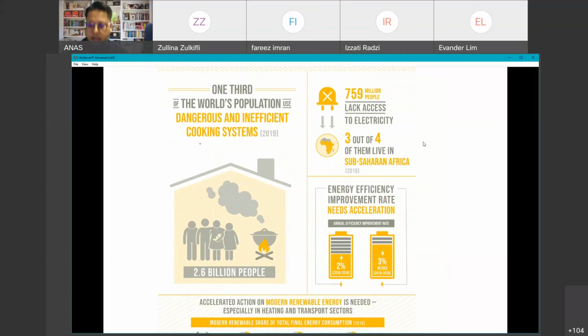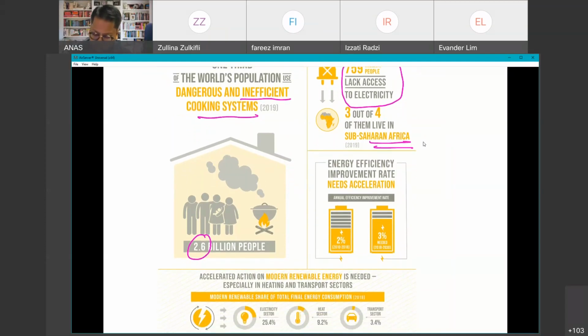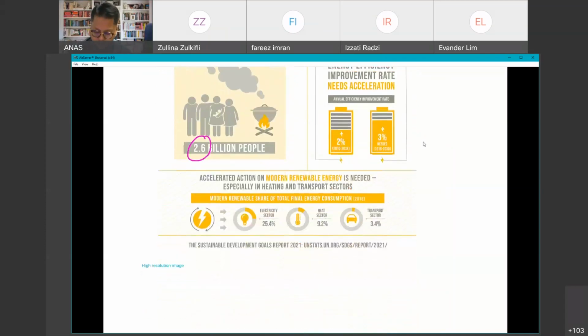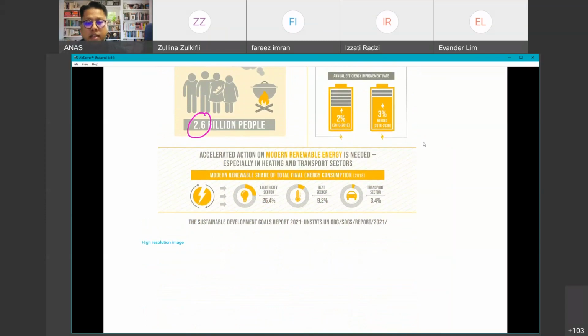And then we still have about 700 million plus people who lack access to electricity, and the majority of them live in sub-Saharan Africa. The next issue is that the energy efficiency improvement rate needs acceleration. And finally, accelerated action on modern renewable energy is needed. So this is what we want to touch on.